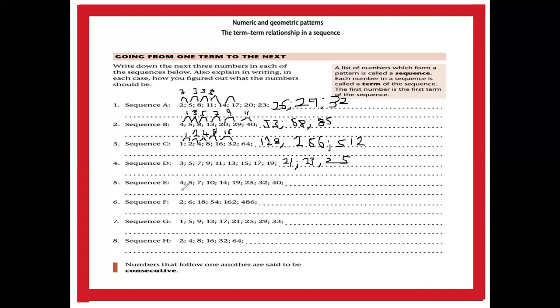Okay, sequence E, we go up by 1. Sorry, 1 first, then we go up by 2, then from 7 to 10 we go up by 3, 10 to 14 we go up by 4, and then by 5, and then by 6, and then by 7.